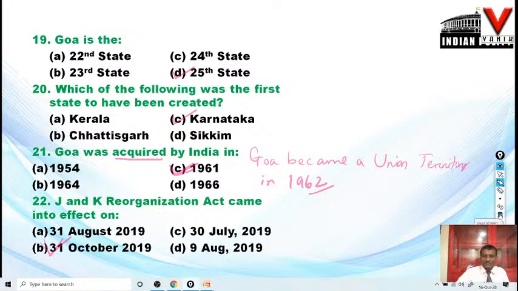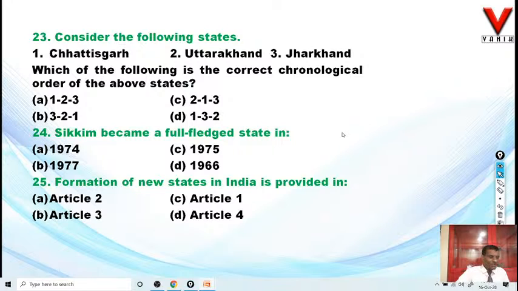Okay, very good. Now consider the following: Chhattisgarh, Uttarakhand, and Jharkhand. Which of the following is the correct chronological order? Means one after the other, although they were in the same year, one after another they were created. So that is the chronological order.